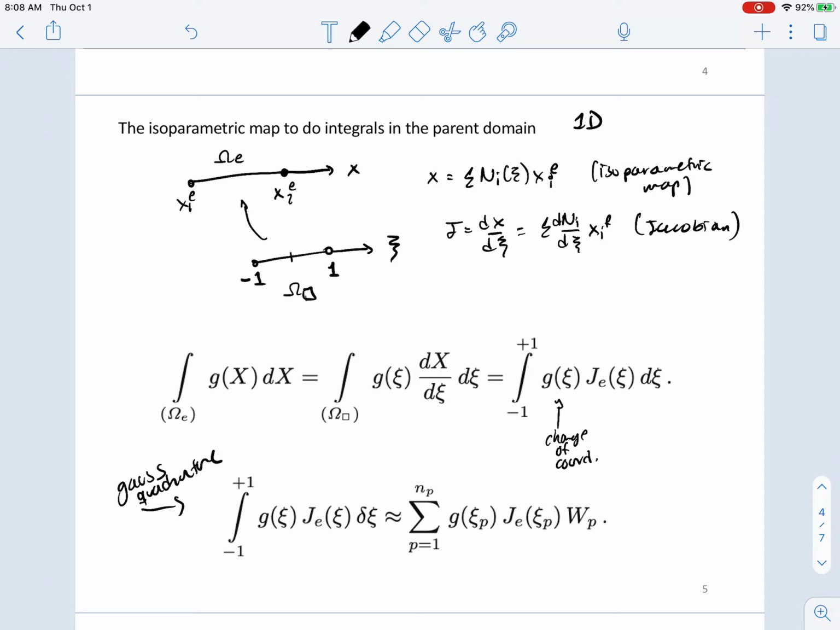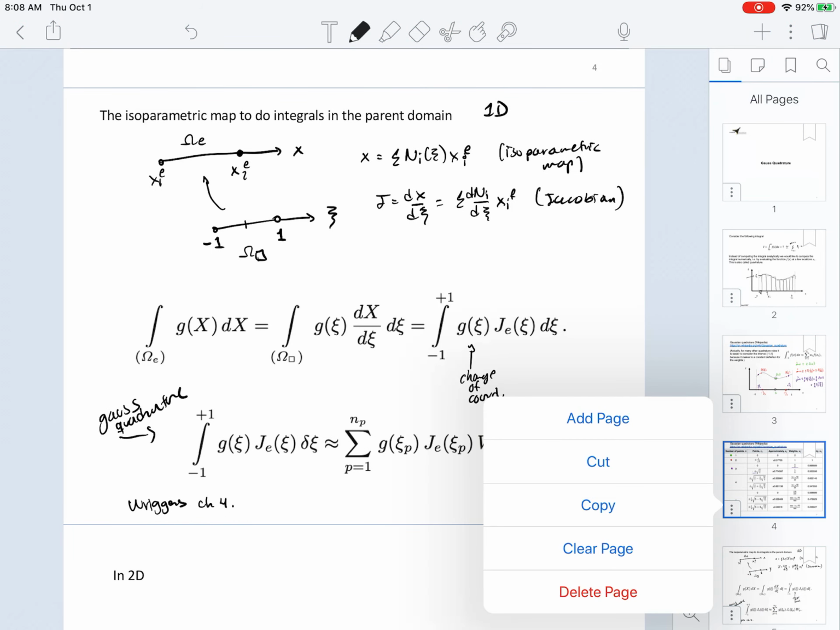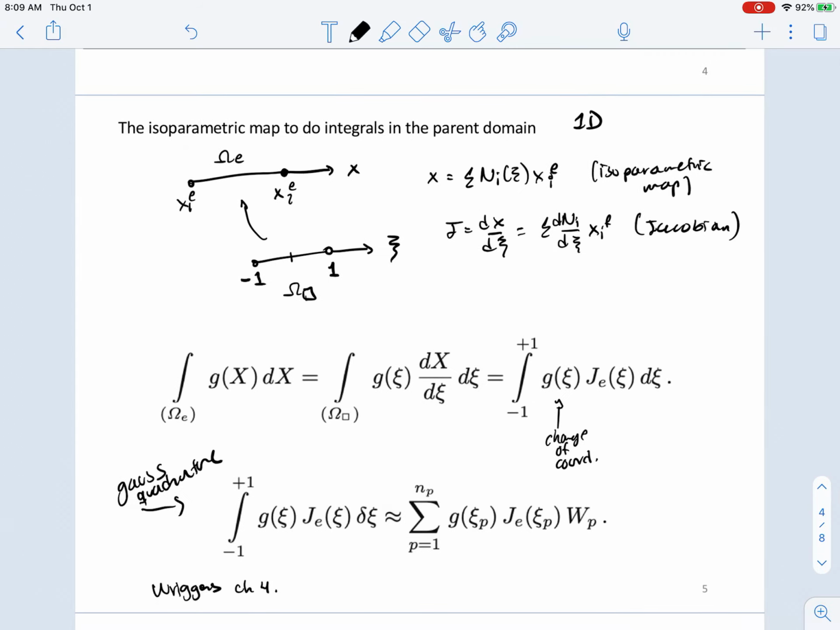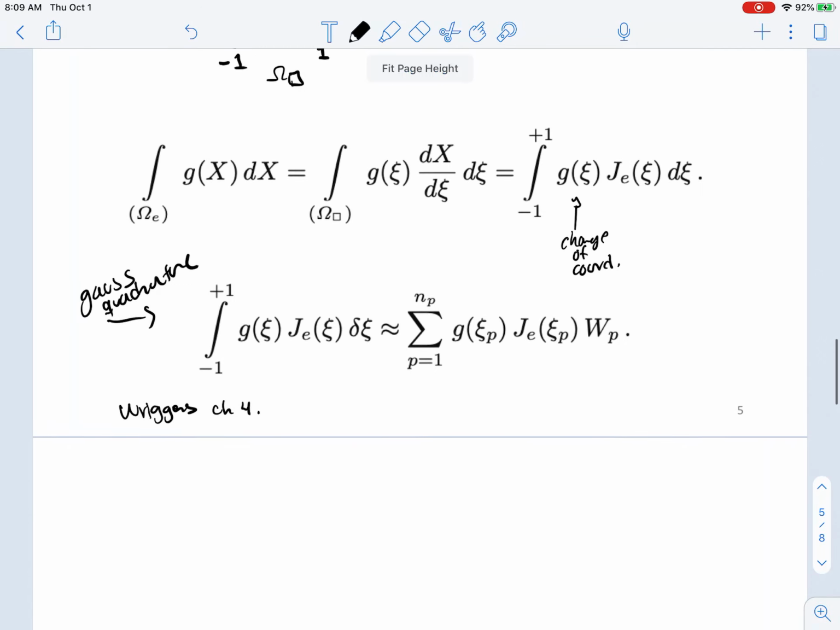And you can then use Gauss quadrature to do that, right? So that integral is just a sum of the function evaluated at particular points times the Jacobian at those points times the weights that I was talking about in the last one. This is actually in Rieger's book in chapter 4. So that's how you can do it.